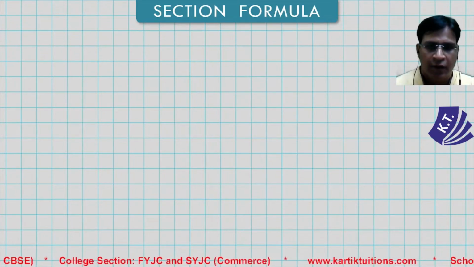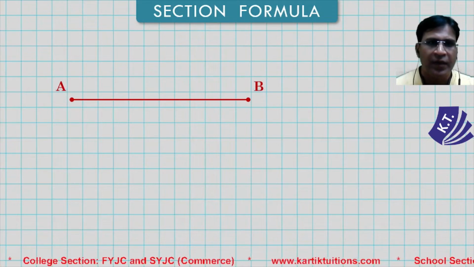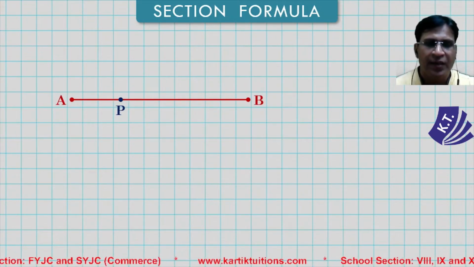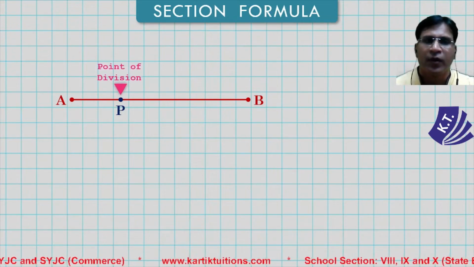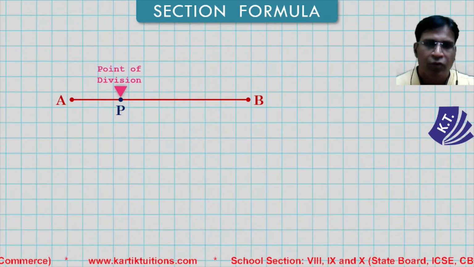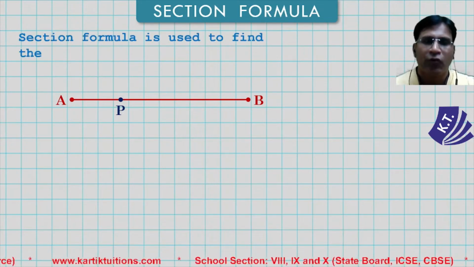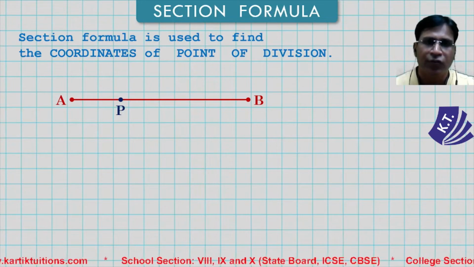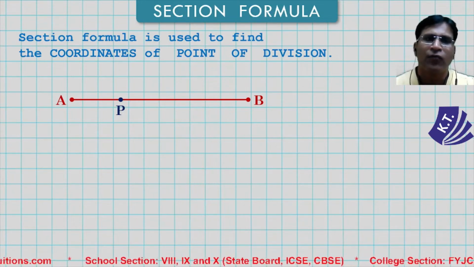So let's start. Now see, I have a segment AB and there is a point P which is lying on it. This point P is actually the point of division. It is dividing the segment AB into two parts. So section formula is used for finding the coordinates of the point of division. In other words, we use this formula to find the coordinates of P.